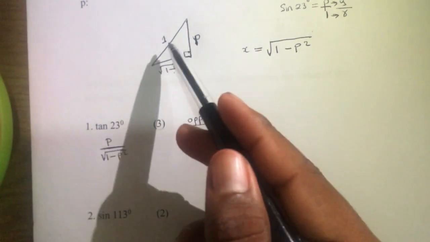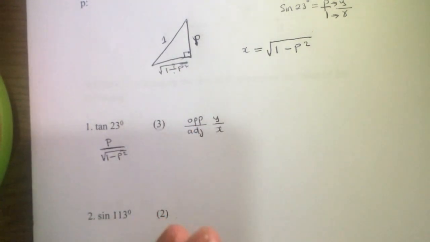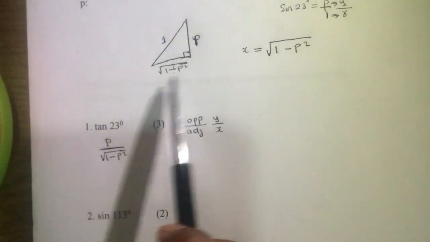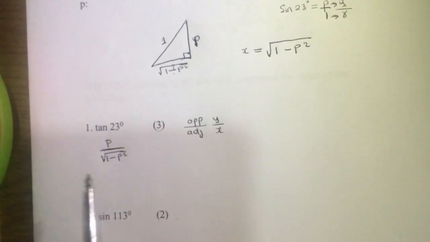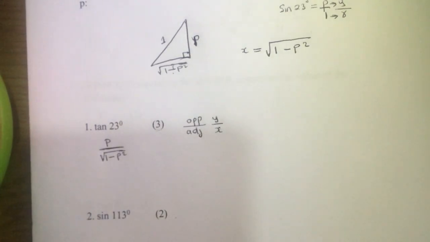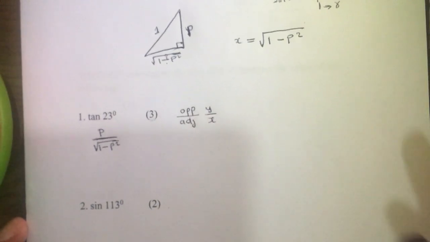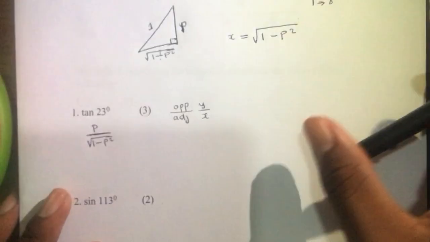The 3 marks come from 1 mark for a right angle triangle, and 1 mark for getting an unknown, which is x, that we have already done above. I think it's very simple. And 1 mark for expressing that tan 23 in terms of p. Now let's look at the following question.